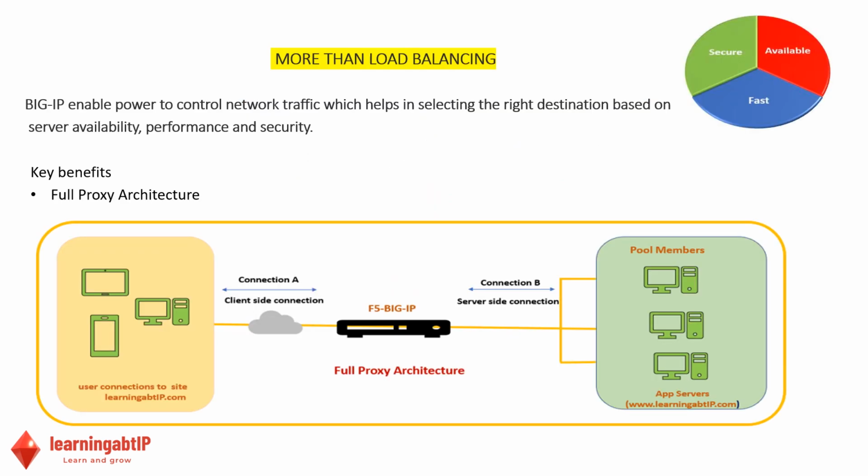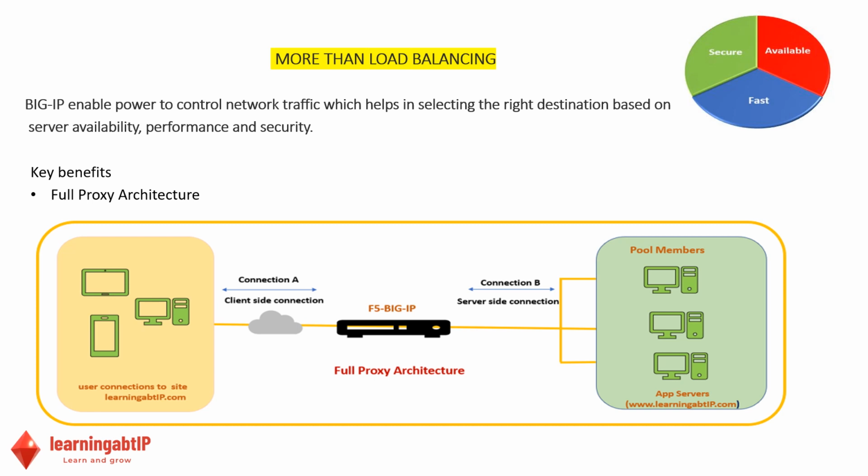Okay, guys, as I said, the F5 load balancer is not only a load balancer. It is more than that, right? Because it enables the power to control network traffic, which helps in selecting the right destination based on server availability, performance, and security. So now let's see its key features. What features the load balancer has. The first one is full proxy architecture.